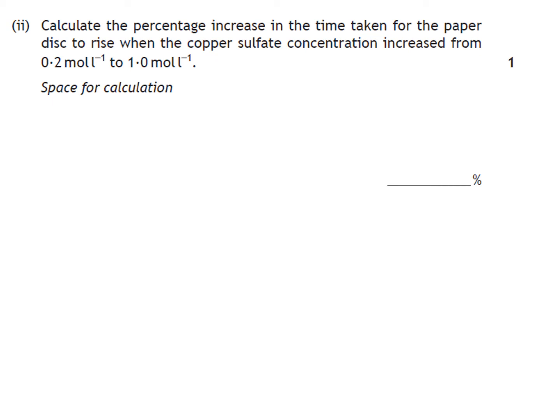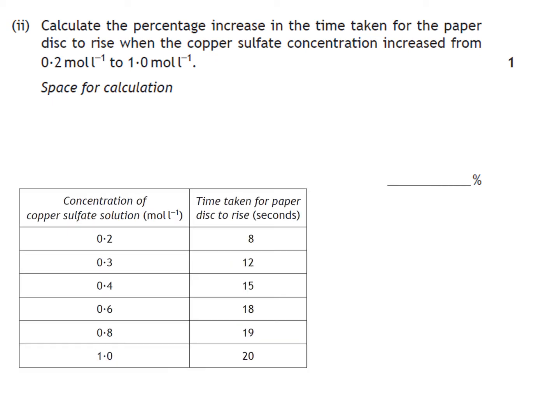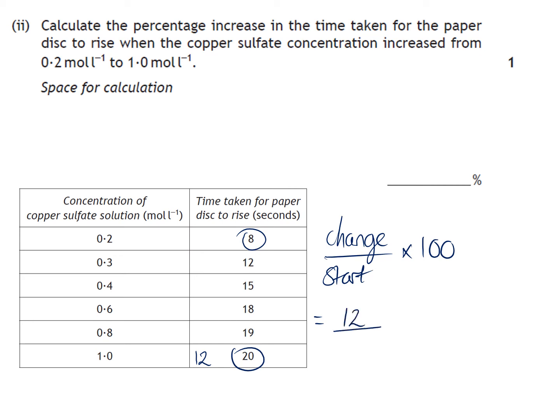Calculate the percentage increase in the time taken for the paper disc to rise when the copper sulfate concentration increased from 0.2 to 1. Okay, so we are looking for percentage change. So percentage change is change divided by start times by 100. So we started at 8 and we went to 20, so it has gone up by 12. Okay, so our change is 12, our start was 8. Okay, so 1.5. There we go.